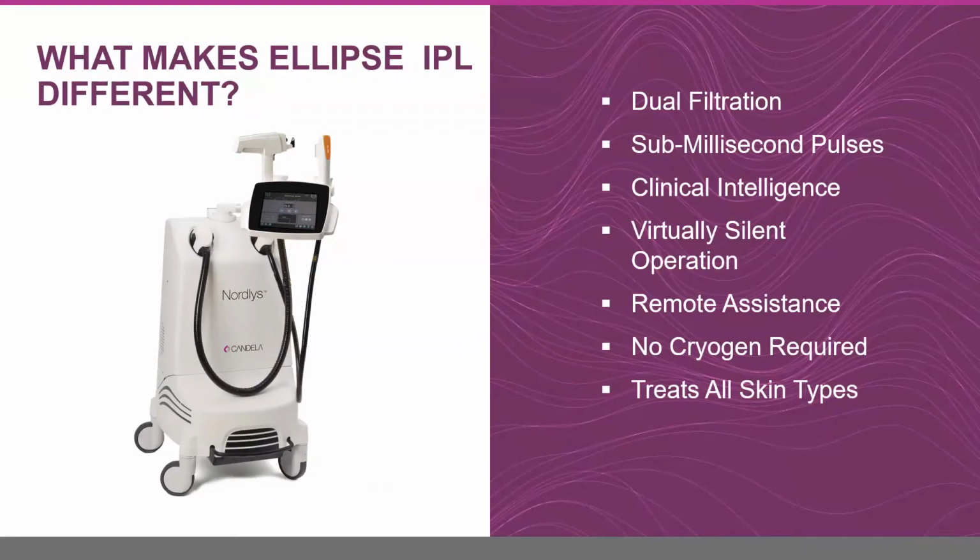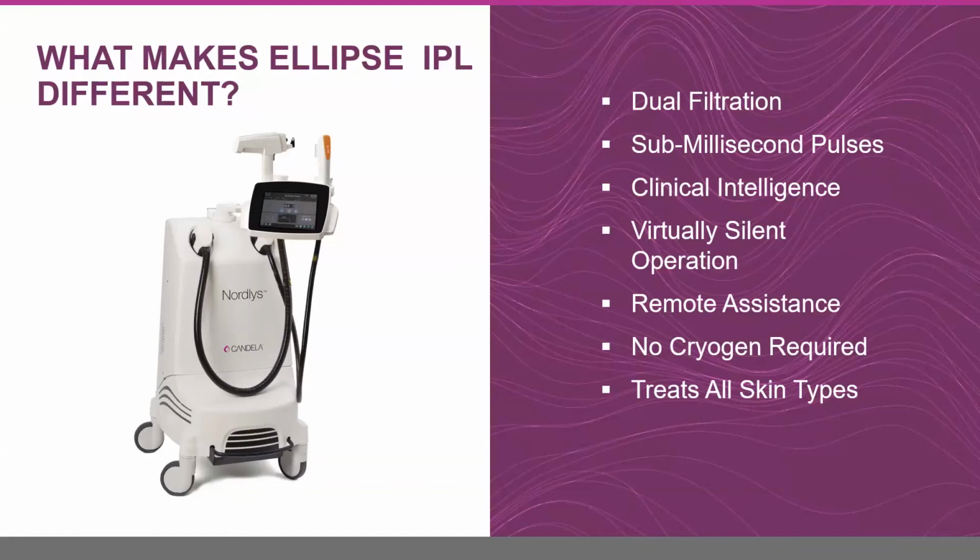The second big advantage is we can deliver sub-millisecond pulses with this IPL handpiece. Really important if you're trying to treat very small vessels, or depending on the condition you're treating, whether you need to get to the stage of actually producing purpura or bruising. It's almost impossible to produce purpura or bruising if you're using a long pulse duration. So having these very short sub-millisecond pulses gives us a lot more treatment options and a much more effective and efficient treatment.